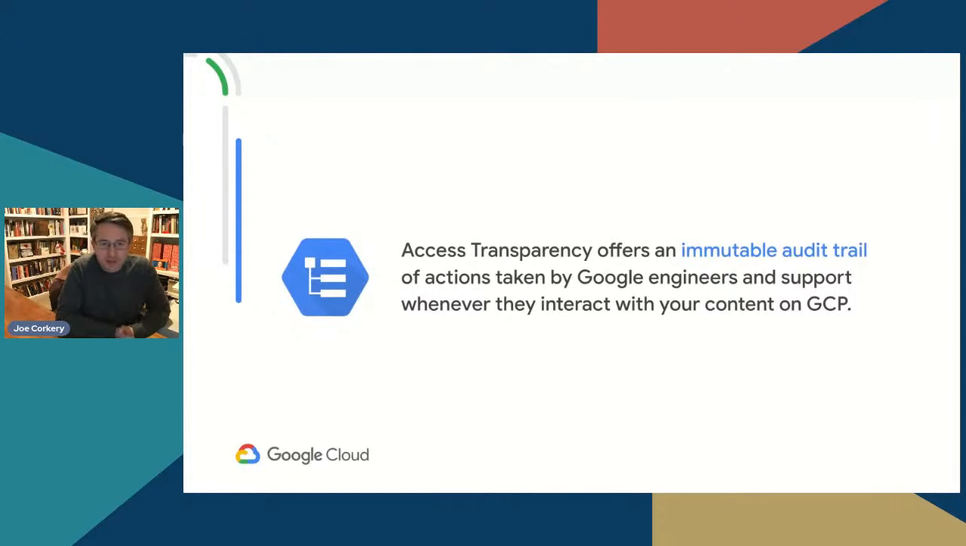We also offer Access Transparency to provide this immutable audit trail for whenever a Google engineer does have to interact with data, usually through a support request.